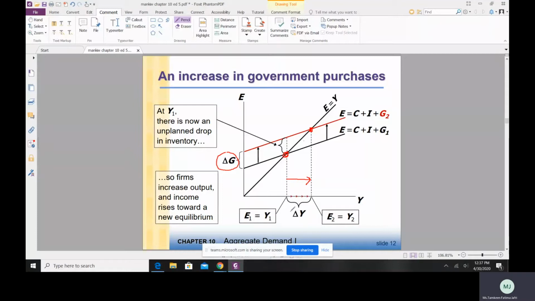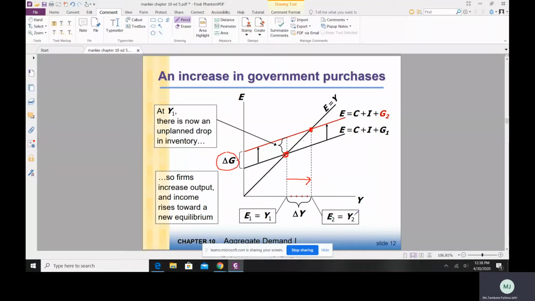Okay. So notice that at this initial equilibrium, जब हमारा ये planned expenditure curve increase होता है, so at Y1 there is now an unplanned drop in inventory. So what you see here is, देखिए at Y1 now आपकी demand ज़्यादा है, supply कम है. So there is an unplanned drop in inventory. So in order to again maintain inventory to a suitable level, you're going to hire more workers, output is going to increase, and the process continues until we move to the new equilibrium, which is Y2.